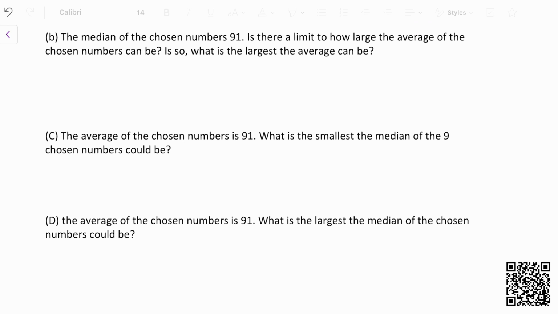The median of the chosen numbers is 91. Is there a limit to how large the average of the chosen numbers can be? If so, what is the largest the average can be? There is no limit here, because as you guys know, there is an infinite amount of numbers. Even if we went like a Googleplex amount of zeros to like a 9, there's still a plus 1, which means that since we can set the median as 91, everything above the median could literally be as big as you possibly want it to be. Therefore, there is no limit to how big the average can be.